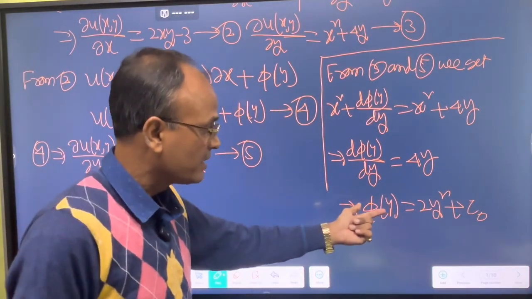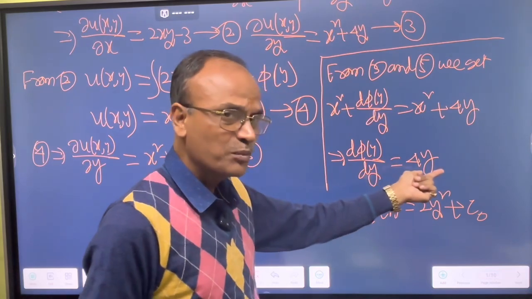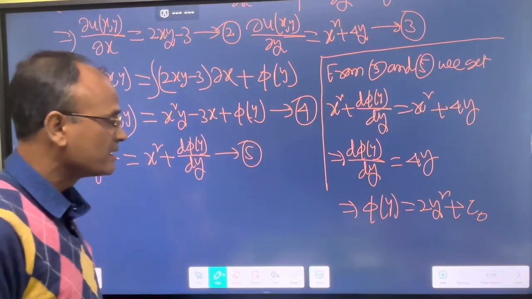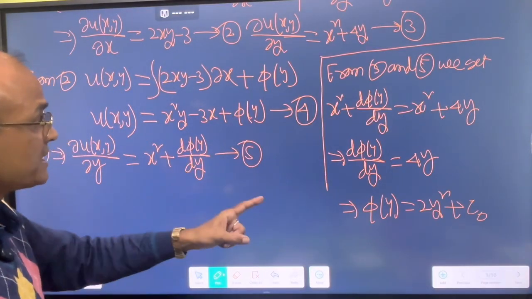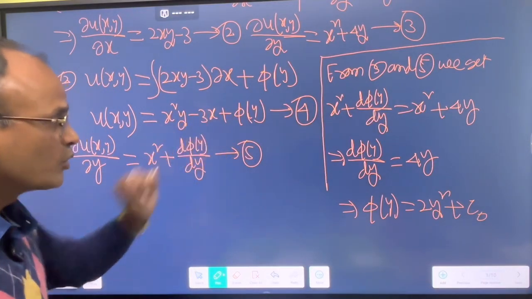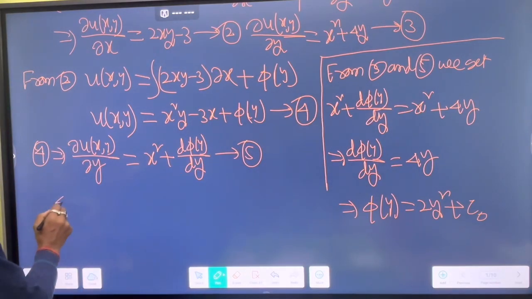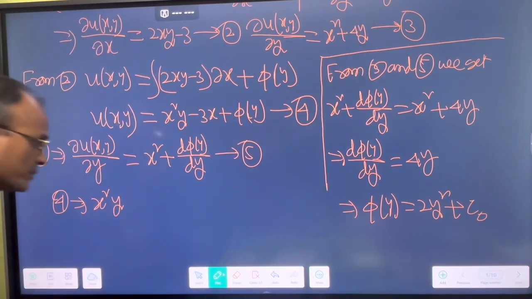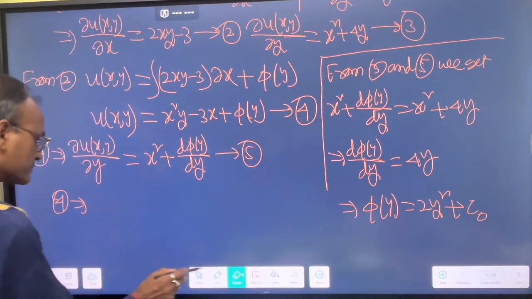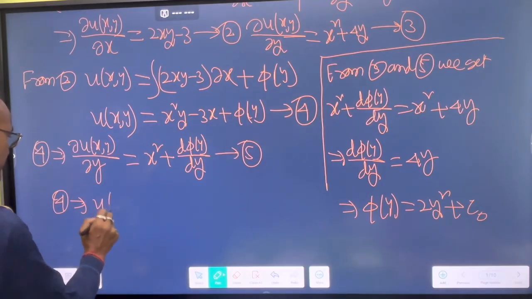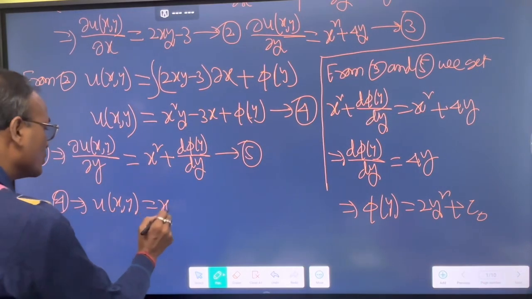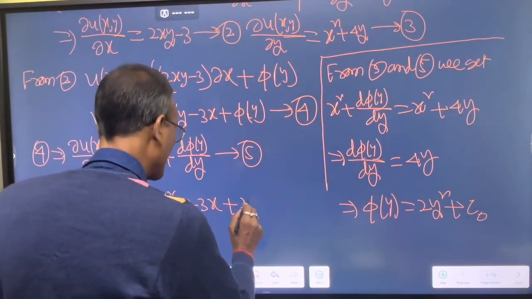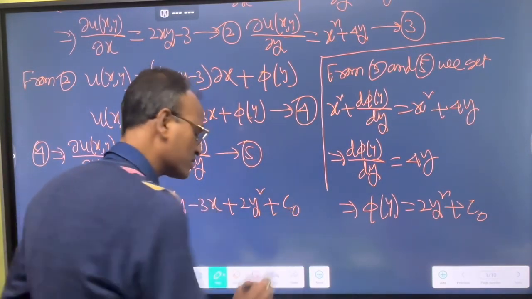Now, what is phi of y? Integration of 4y with respect to y is twice y square. So phi of y will be equal to twice y square plus c naught. Now substitute this value of phi of y in 4. Therefore, u(x,y) equal to x square y minus thrice x plus twice y square plus c naught.